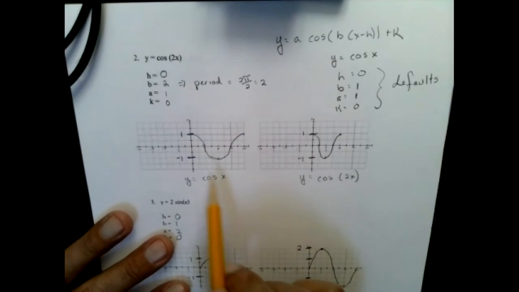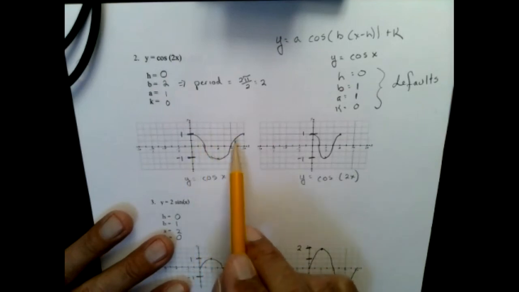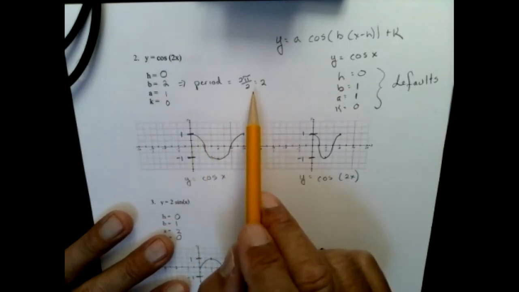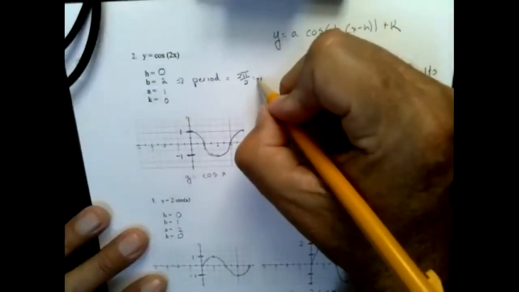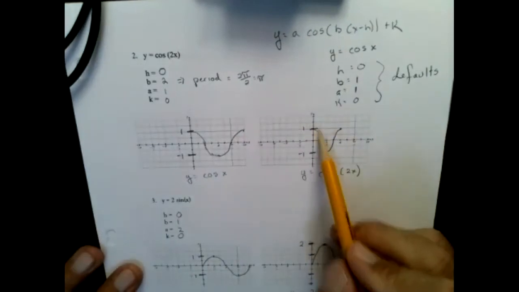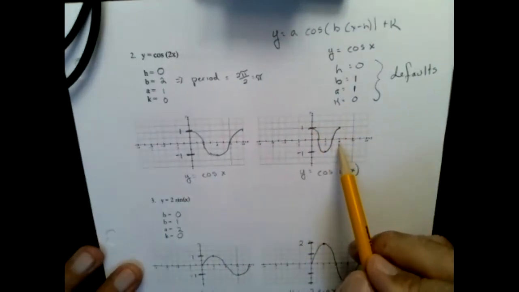Y equals the cosine of x. There it is. I changed my period. I divided by 2 and it equals, don't look, you were about to correct me, pi. So it's got to be down and back by pi.